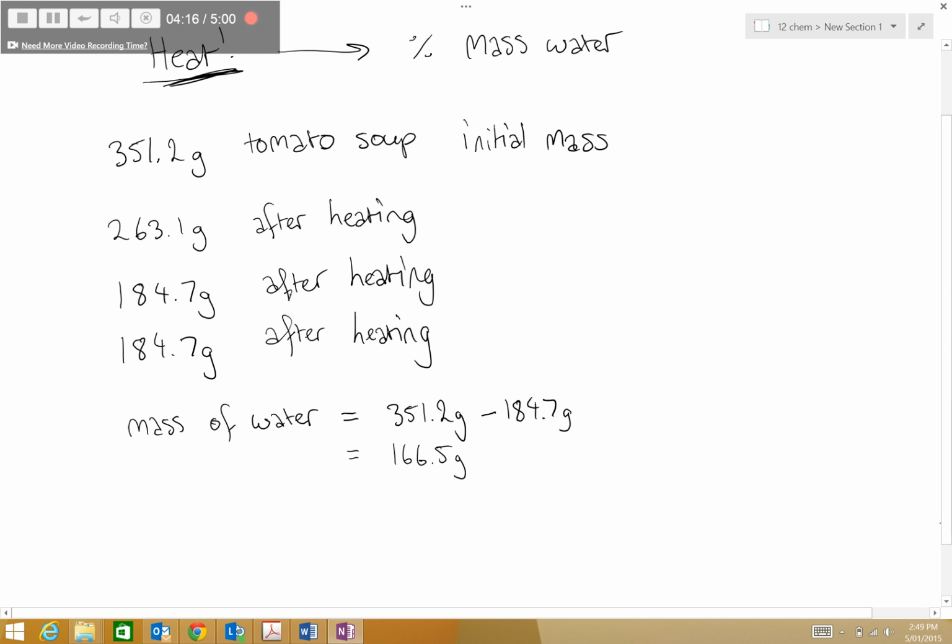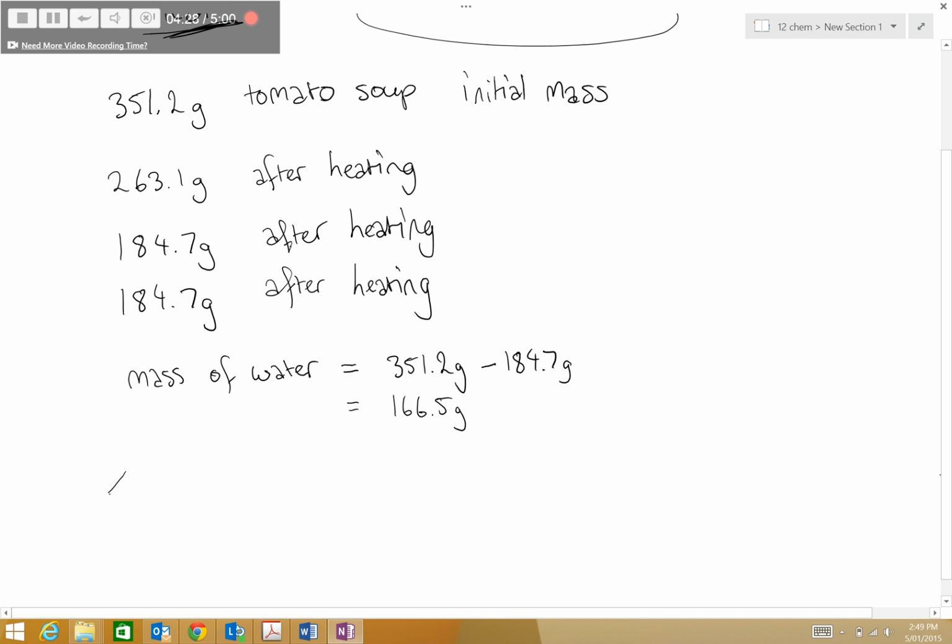Okay, but that is still not the percentage mass. That is what we want, the percentage of the mass that is water. Okay, now to find the percentage, all you do is you take the mass of water, which was 166.5 grams, and you're going to divide it by the initial mass of your substance. In this case, it was 351.2 grams, and to make the percentage, times by 100. Okay, so when you do that, you are going to get 47.4%.